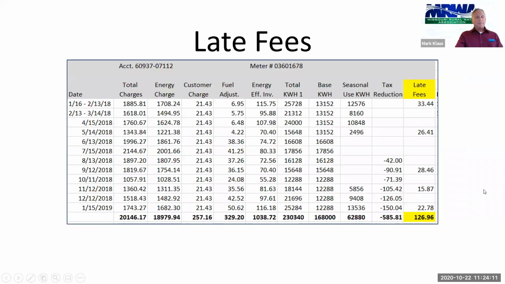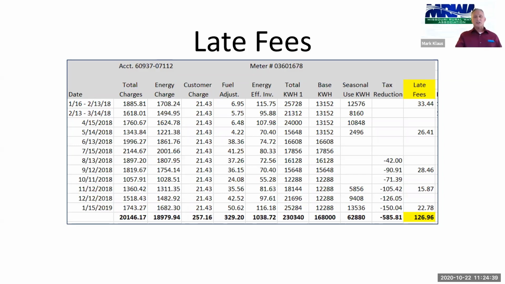Now we get to the late fees. This one is sort of bothering for me, partly because, and it's not against the clerks or the office professionals, what I have a problem with is the electric companies. Sometimes I just don't understand it. And you will see this here in a little bit later.